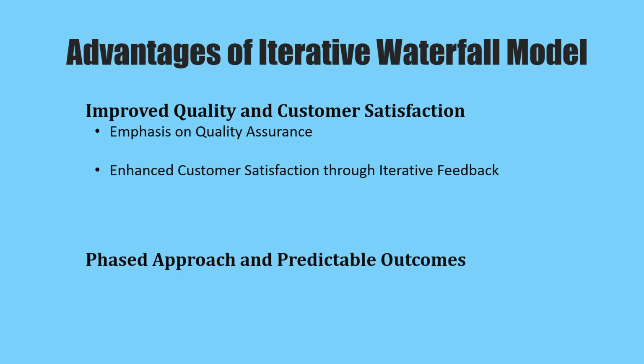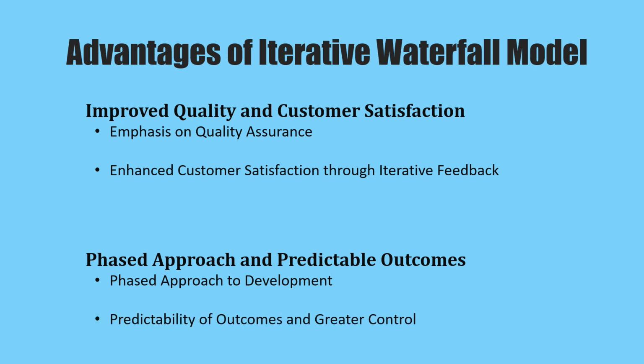Phased approach and predictable outcomes. The iterative waterfall model follows a phased approach to development, with each iteration building upon the previous one to achieve incremental progress. This phased approach allows for more predictable outcomes and greater control over the development process, ensuring that the project stays on track and within budget.